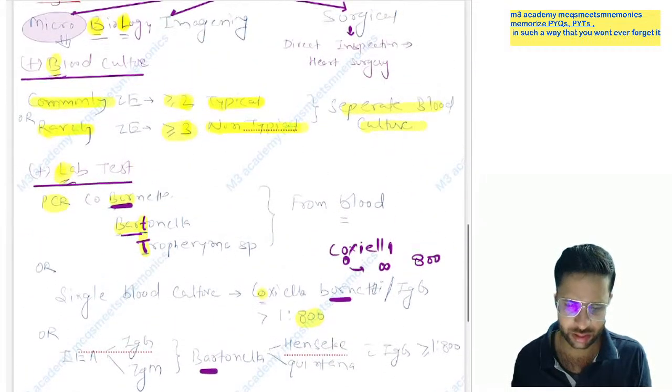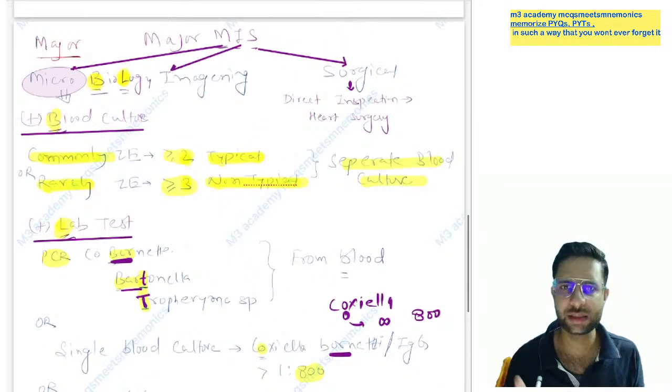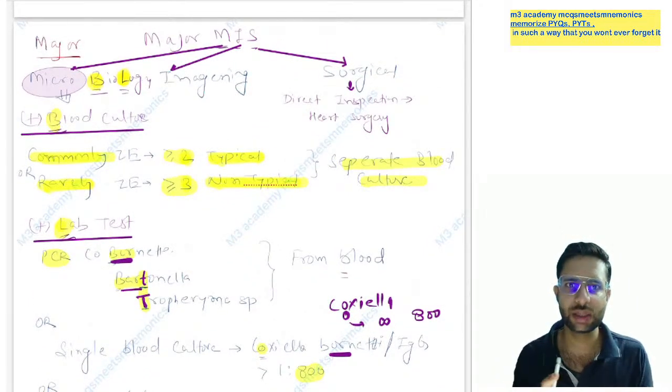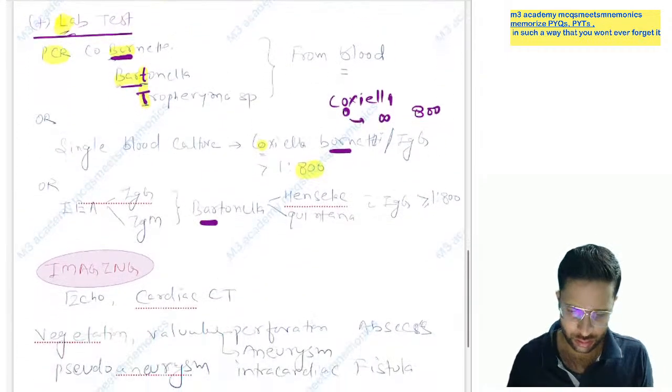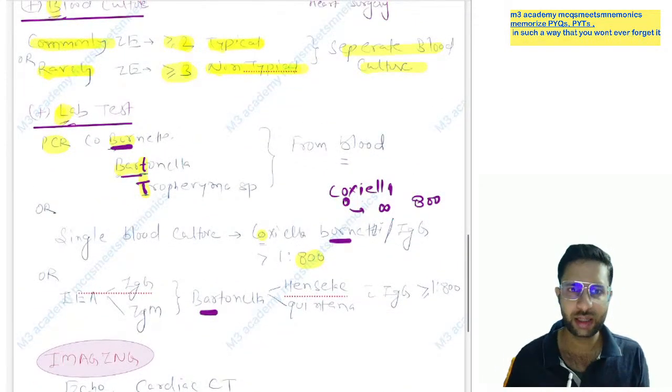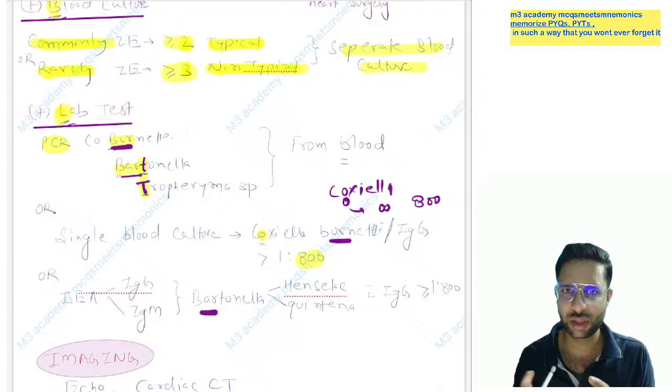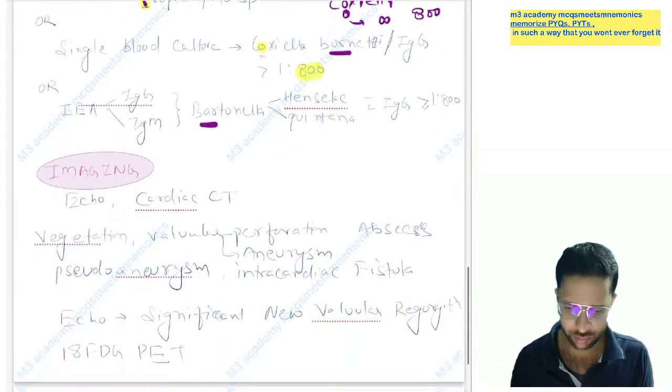So we covered our first major criterion, MIS, meaning microbiological, imaging, and surgical. Microbiological has B and L, so B for blood culture, L for lab test. Lab test includes PCR and a single blood culture for Coxiella and Bartonella. Now, next thing is imaging.